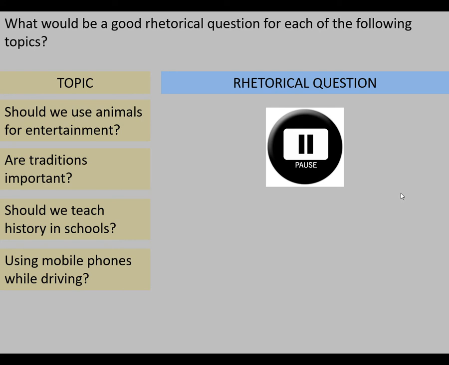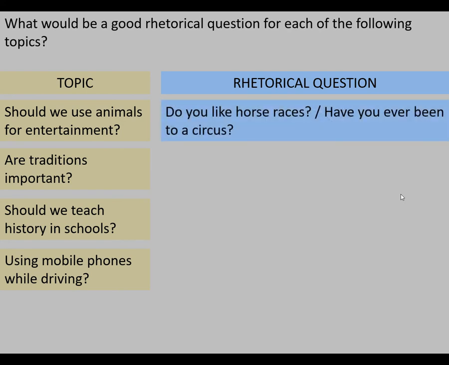Okay, here are a few ideas. For example, number 1, should we use animals for entertainment? You could ask rhetorical questions like this. Do you like horse races? Or have you ever been to a circus? So when you start your talk like this, your listeners will start thinking about horse races or circuses, and you will have their attention about the topic.